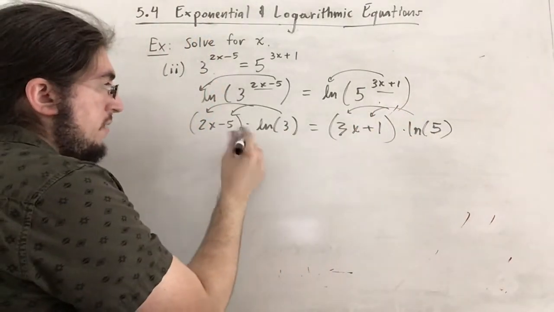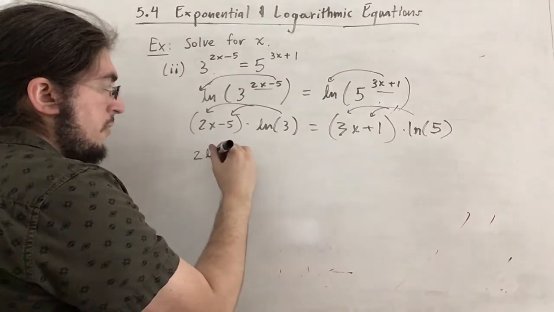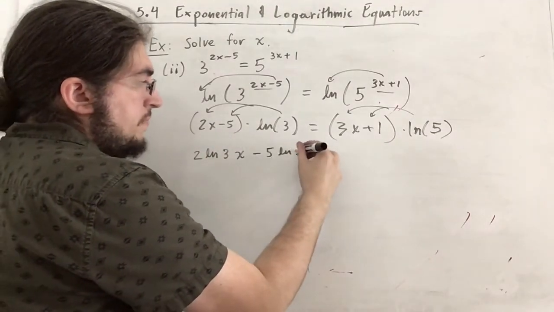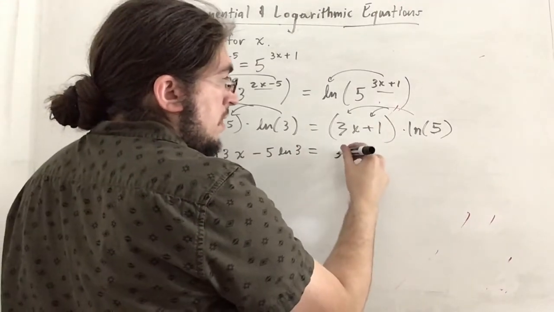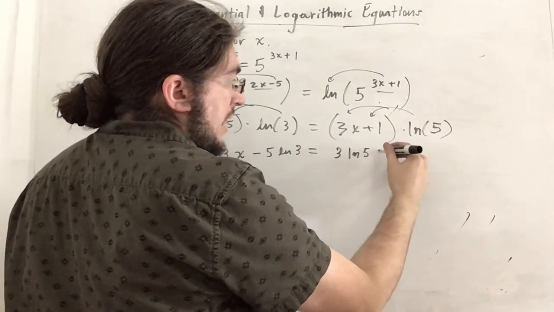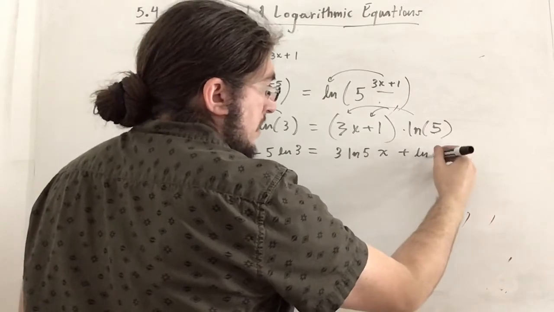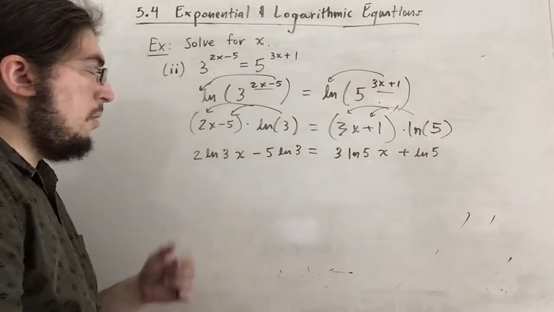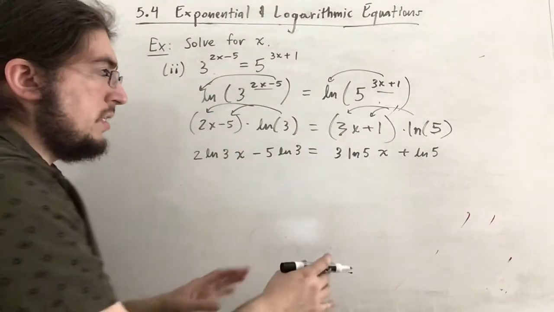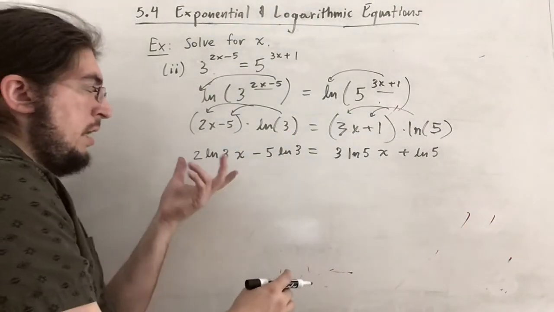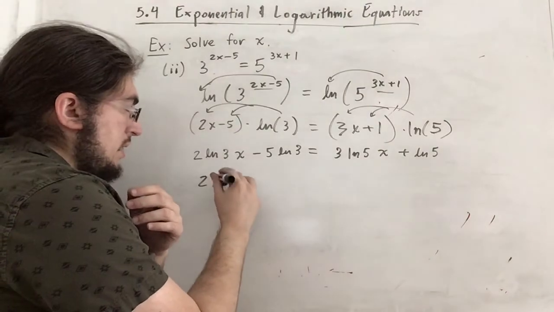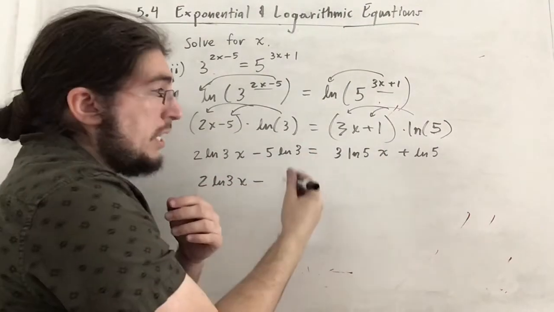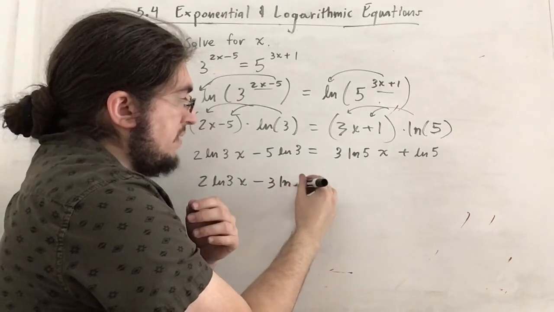So we get ln of 3 times 2, so it's just 2 ln 3, x, minus 5 ln 3, equals 3 ln 5 times x, plus ln of 5. I hope you don't mind I'm not writing the parentheses for ln's here. I want to move all x's to one side and all non-x's to the other. So let's see. I'm going to keep this x on this side, so that's 2 ln 3 times x. And this x I'm going to subtract to this side, so minus 3 ln of 5 times x.